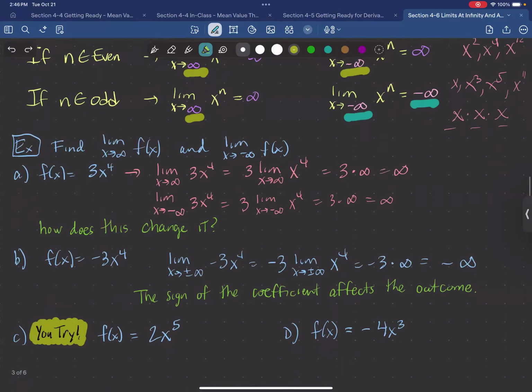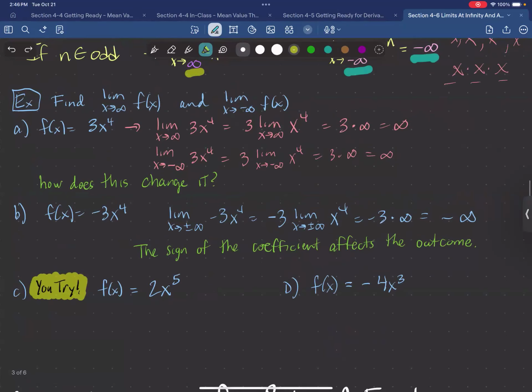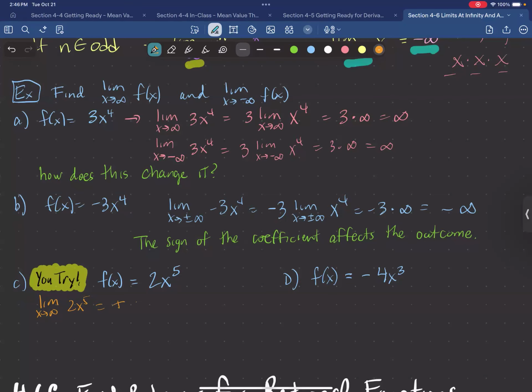All right, on 2x to the 5th, I didn't do it. I'm going to do it live. That's another way of doing it. It was sneaky. So we're doing limit as x goes to infinity of 2x to the 5th. 5 is an odd power, 2 is positive. So the odd power goes to positive infinity there. And for negative infinity, it's a positive times negative infinity. I didn't write negative infinity. So it didn't change. It's still negative infinity.